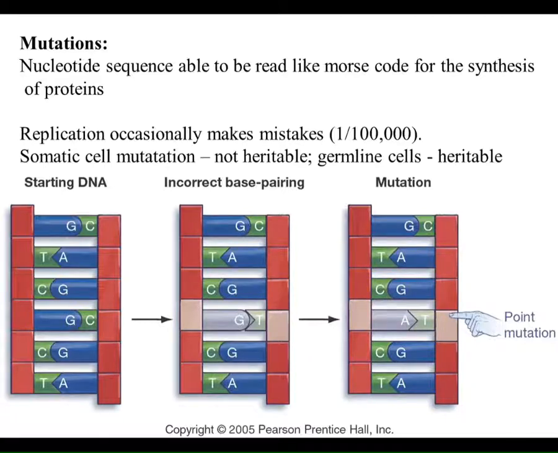We have to go fast, right? Or else our cells would never be able to divide. We've got billions of nucleotides to copy in every cell to replicate our DNA. So errors do occur. And those errors occur at a rate of about 1 in every 100,000 nucleotides, which is pretty good, except we have billions of bases.